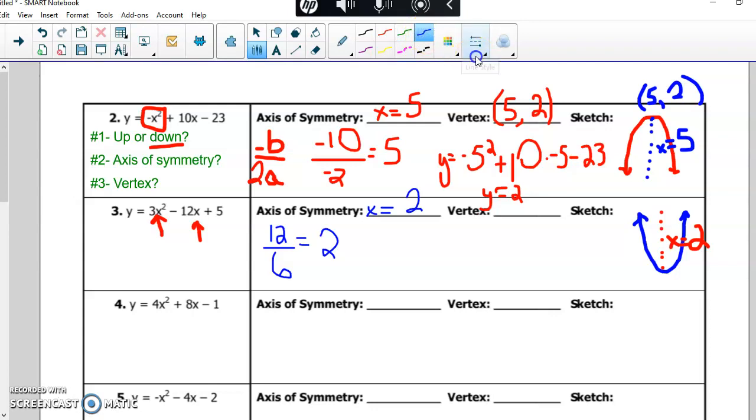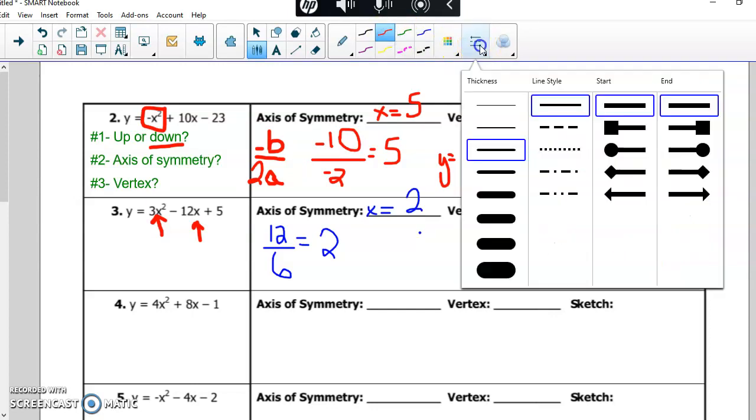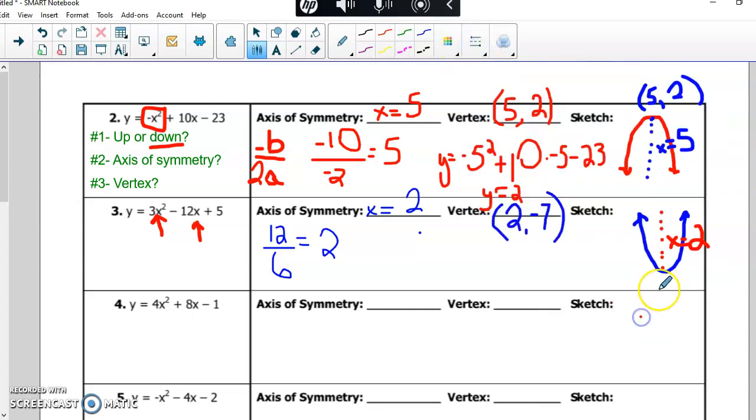So let me get back to my original color here. So my vertex is at the point (2, negative 7). So I can go ahead and label that point on my little graph sketch that I've got going here. Vertex is that lowest point at (2, negative 7).